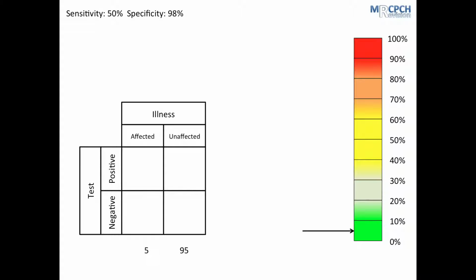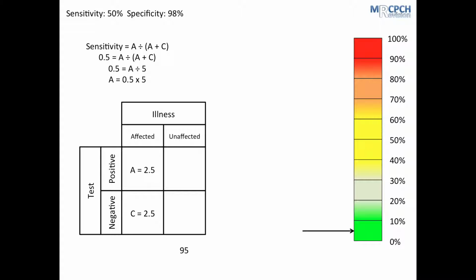Now we can populate our 2x2 table. We know that sensitivity is A divided by A plus C. The sensitivity is 50% or 0.5. A plus C is 5, so A is 0.5 times 5, which is 2.5. That leaves 2.5 remaining for box C.